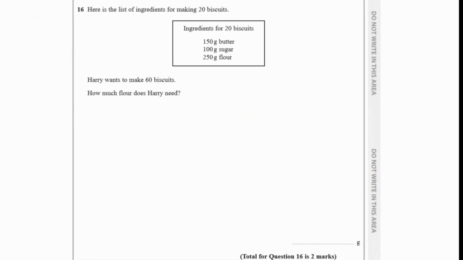Number 16. Here's the list of ingredients for making 20 biscuits, and we've been given all the ingredients that's needed. Harry wants to make 60 biscuits. How much flour does Harry need? So because he wants to make 60 biscuits and the question is asking how much flour he needs, we first need to check what the recipe caters for. The recipe makes 20 biscuits, and for 20 biscuits, we need 250 grams of flour.